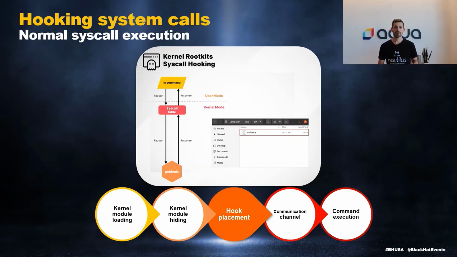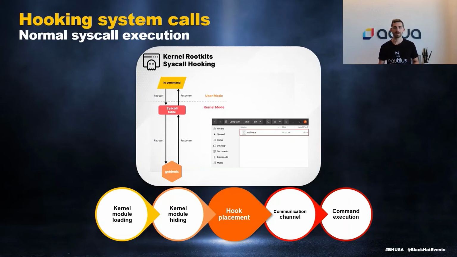For example, we have the ls command in user mode that needs to list all the entries inside the directory. To do so, it invokes the getdents syscall. The kernel will find the right handler for the getdents syscall inside the syscall table and call this handler to do the operation. In turn, it will return all the entries inside the directory. In this case, we see a malware file inside the directory and return to the user. The ls command will print this list of entries.